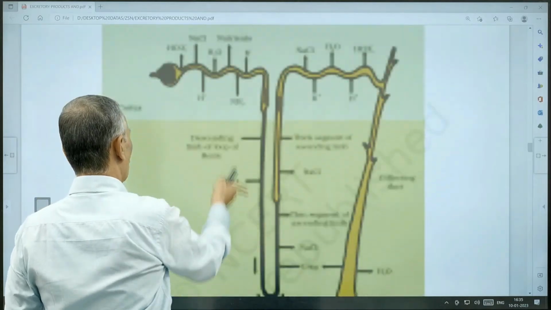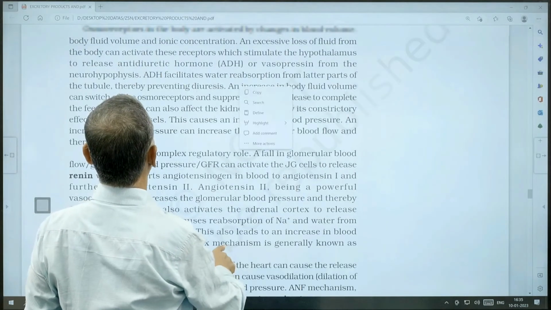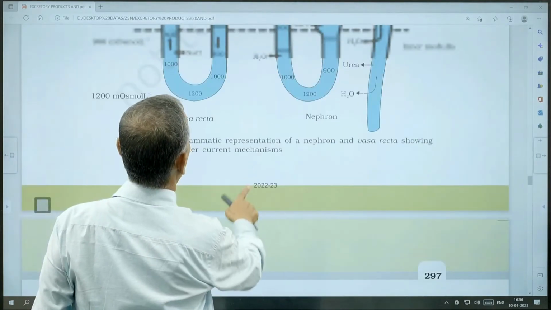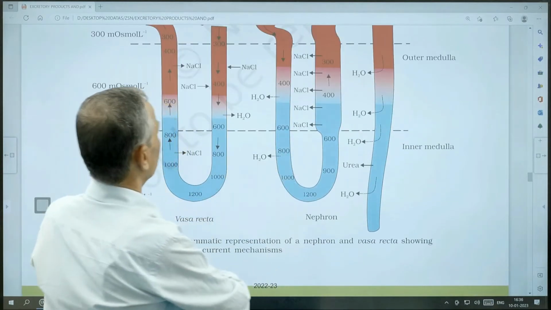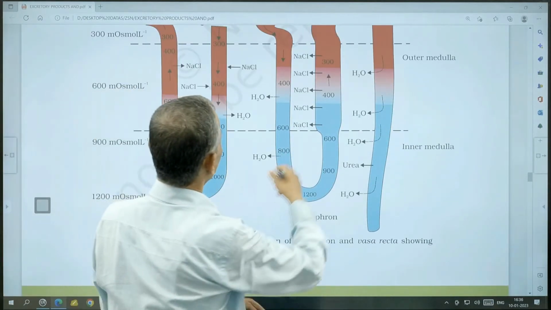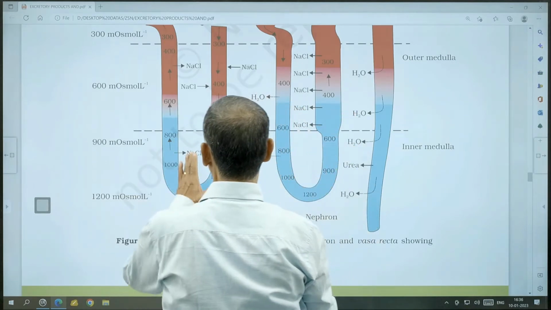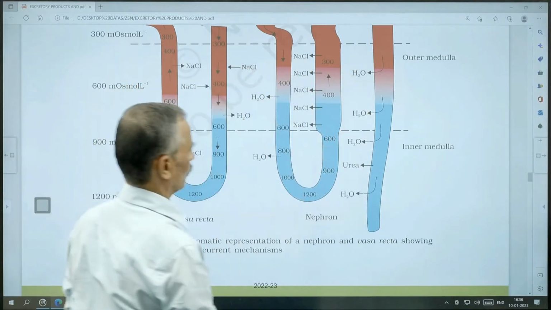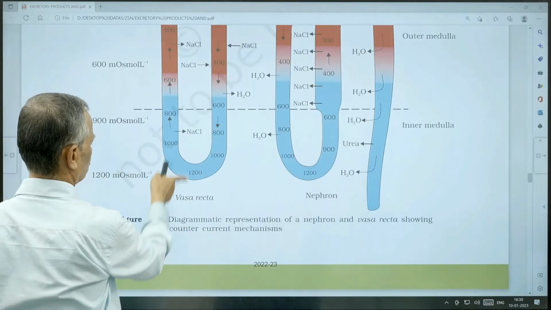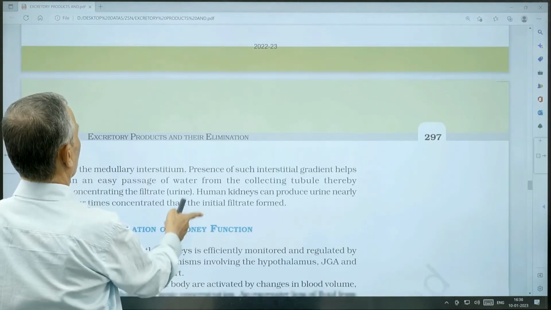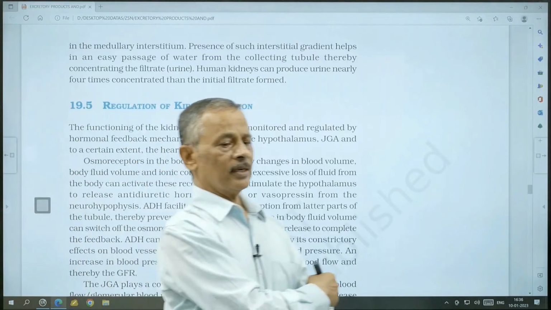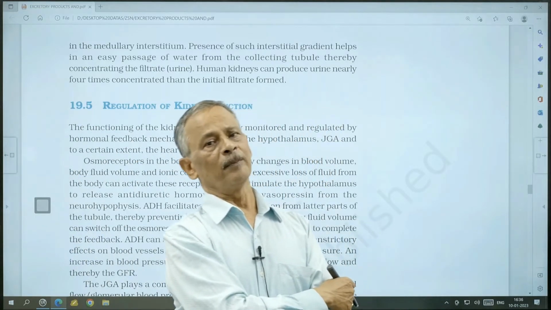Now, how is this flow regulated and maintained? This is the diagram I have given you now. This represents the loop of Henle and this represents vasa recta. This vasa recta is running parallel to this one. Clear? Now, who is regulating kidney functions? Kidney functions are regulated by 3 different hormonal mechanisms.